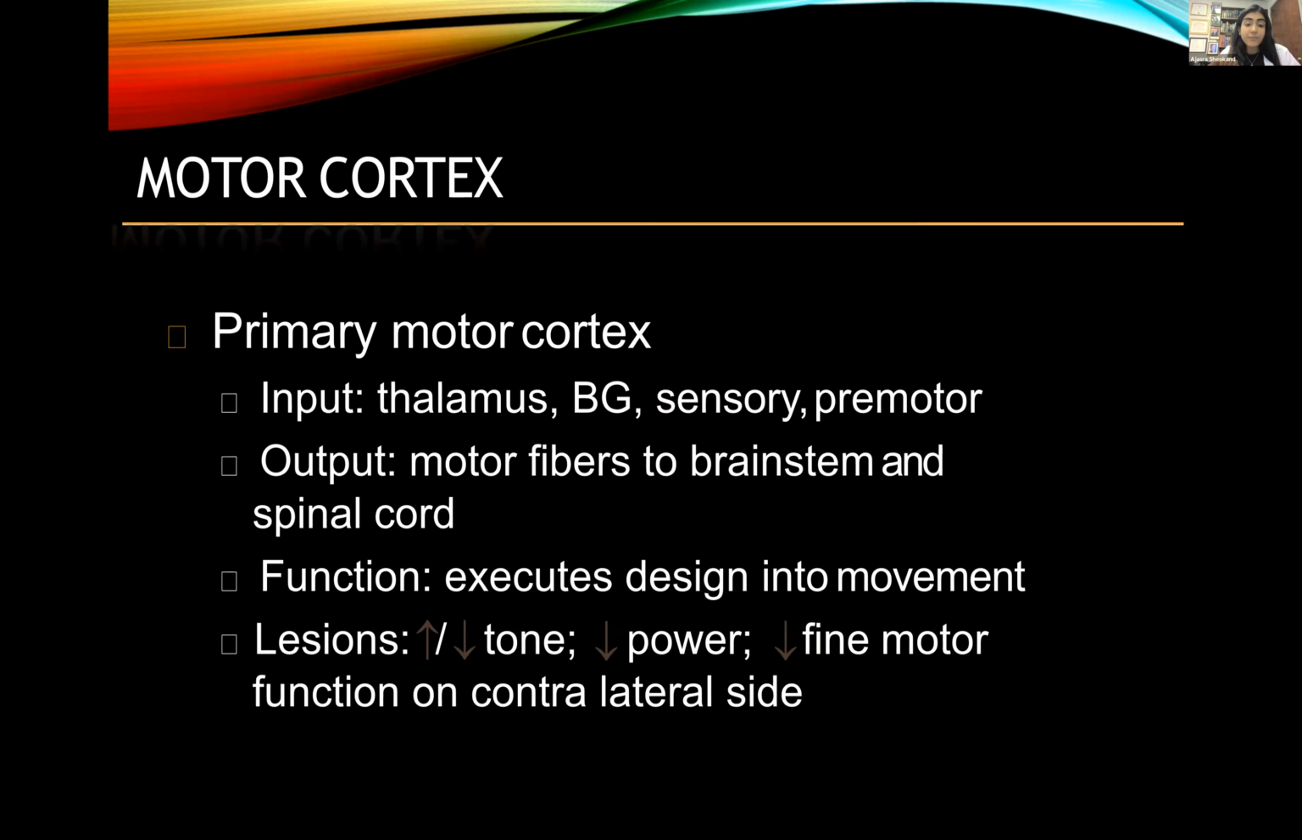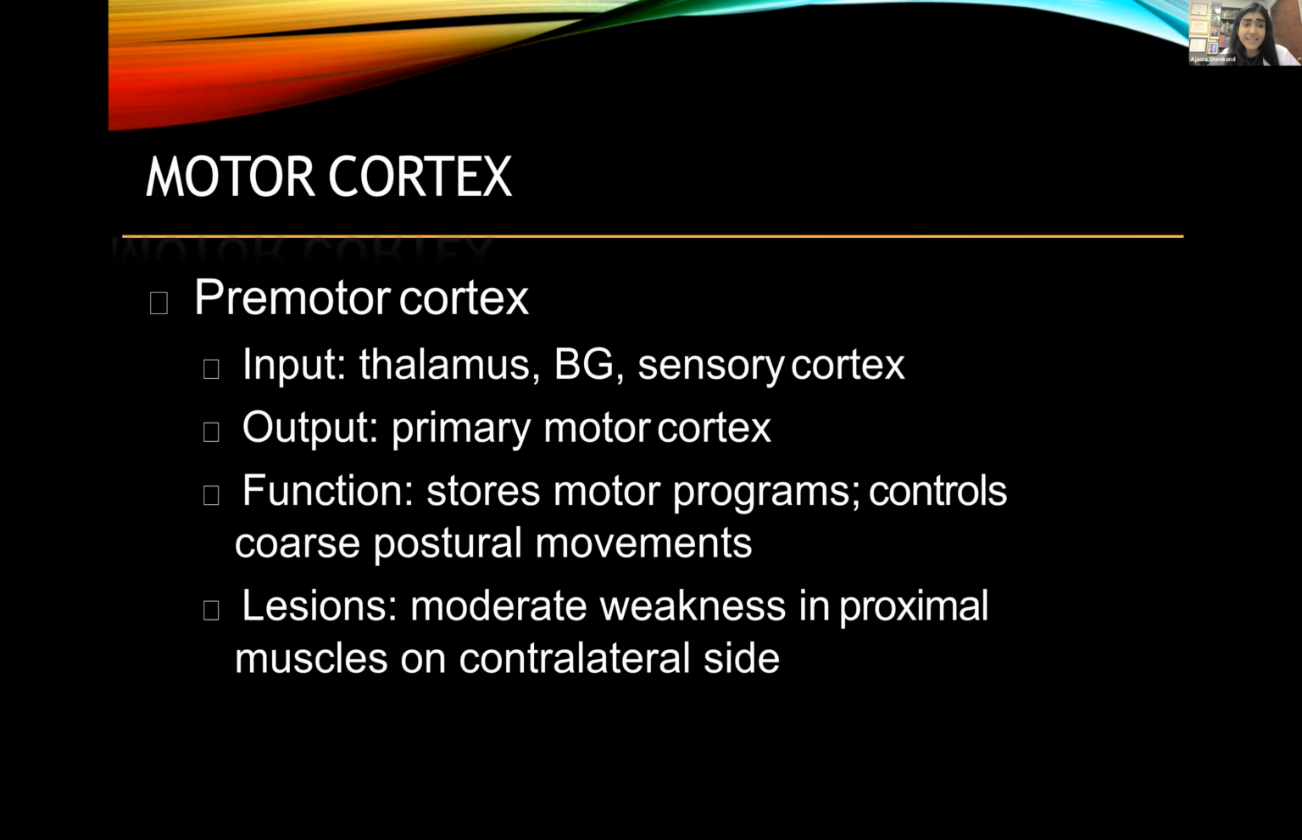Any lesion in the primary motor cortex can end up with the patient having low or high tone, low power, and decrease in fine motor functions on the contralateral side of the affected side of the primary motor cortex. The second is the premotor cortex, which stores the motor programs and controls coarse postural movements. It gives output to the primary motor cortex and receives input from the thalamus, basal ganglia, and the sensory cortex. So if there is any lesion in the premotor cortex, it will lead to moderate weakness in proximal muscles, again, on the contralateral side.